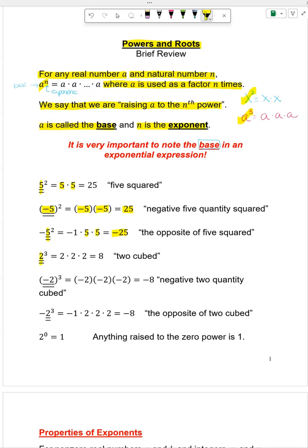Here we have 2, right? That's our base, and it's cubed, so we know we're going to have 3 2's, which is 8. Again, our base this time is in parentheses, so we know that the 3 goes to both, right? The exponent goes to the negative 1 and the 2. So negative 2 times negative 2 times negative 2 gives us negative 8. And then here we have the negative, which is not included, and just our base is 2. So it's negative 1 times 2 times 2 times 2, which gives us negative 8. Okay.